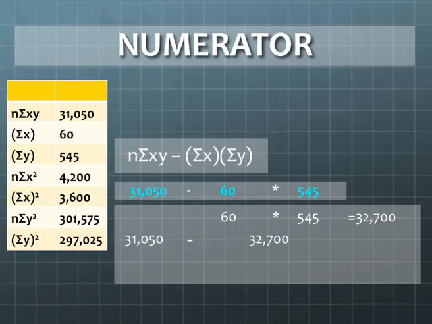When you put these numbers in your calculator, you get negative 1,650. This is our final answer. Notice that it was negative. Don't panic. This just means that we might be dealing with a negative correlation.